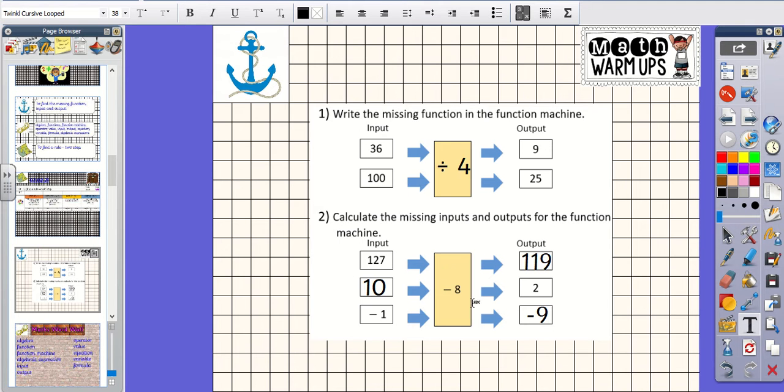So we know our function is subtract 8. So 127 subtract 8 is going to give us 119. 10 subtract 8 is going to give us 2. And then minus 1 subtract 8 is going to give us minus 9.